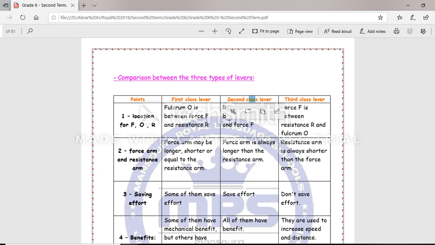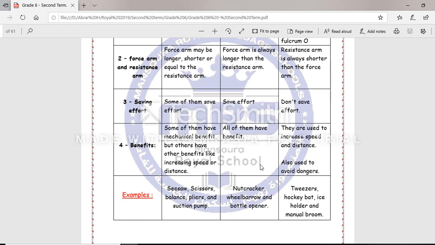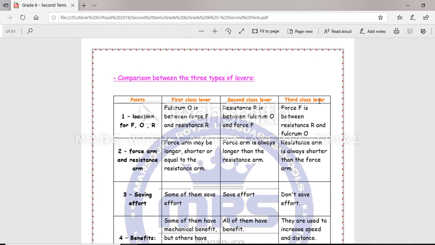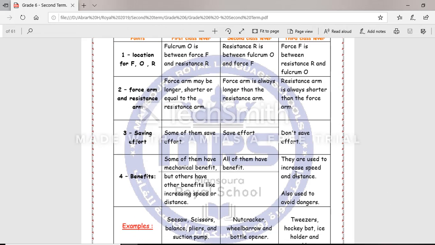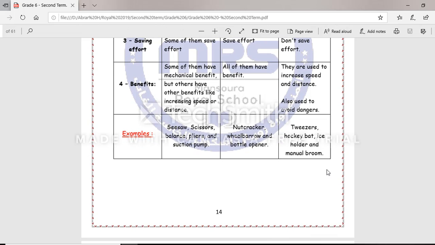In the second class lever, I have the resistance between fulcrum and effort. The force arm is always longer than the resistance arm. The second class lever always save effort, and all of them have benefit. Like what? Like the nutcracker, wheelbarrow, and bottle opener. The third class lever, I have the force or the effort force between resistance and fulcrum. The resistance arm is always shorter than the effort force arm. About saving effort, it doesn't save effort. The benefits, they are used to increase speed and distance, and also used to avoid dangers like tweezers, hockey pad, ice holder, and manual broom.